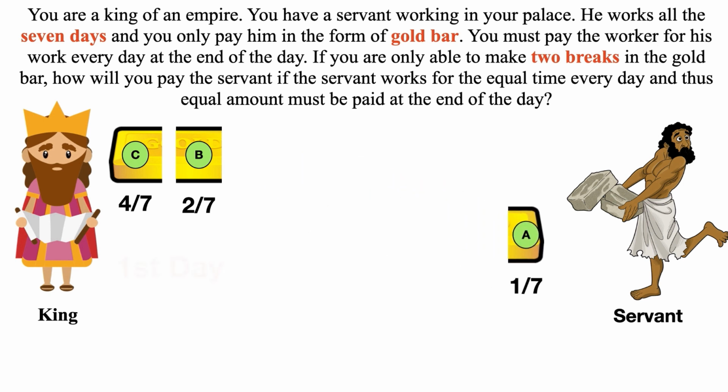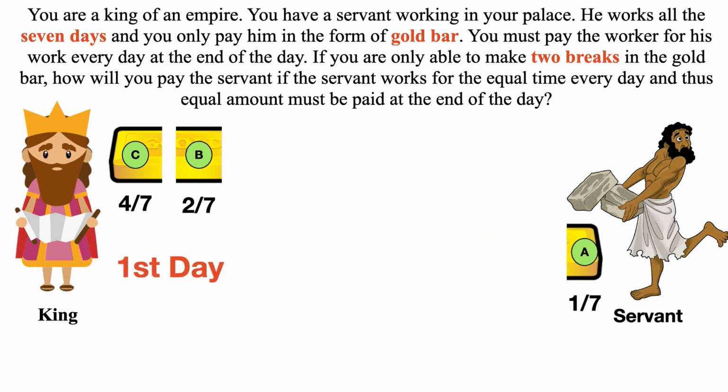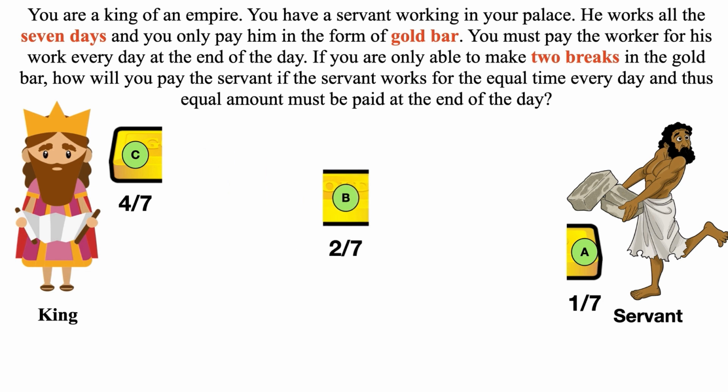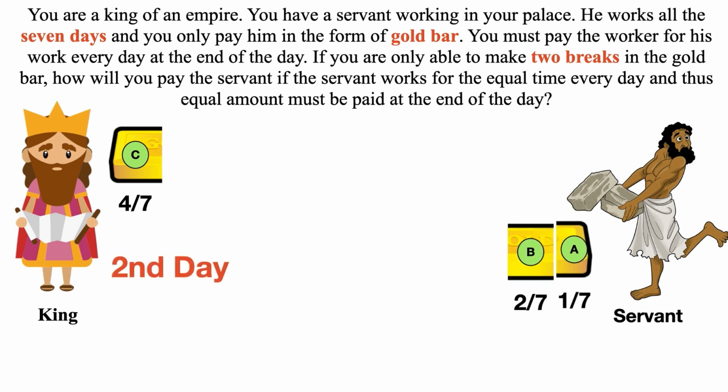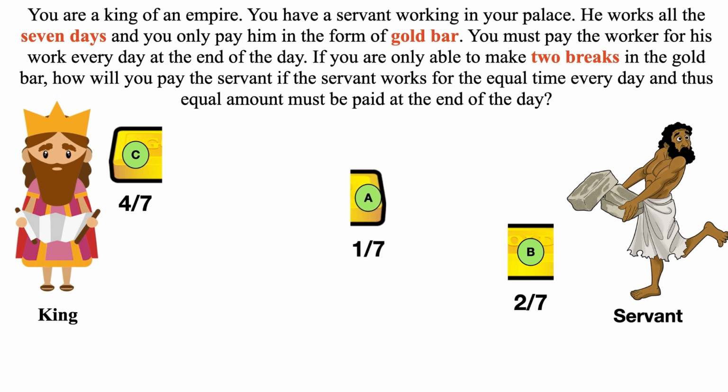When day 1 ends, give bar A to the worker. Here you remain with bar B and bar C. Worker possesses bar A. When day 2 ends, give bar B to the worker and take bar A back. Here you remain with bar A and bar C. Worker possesses bar B. When day 3 ends, give bar A to the worker.